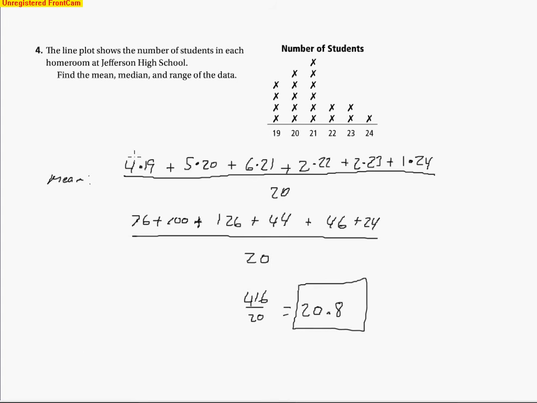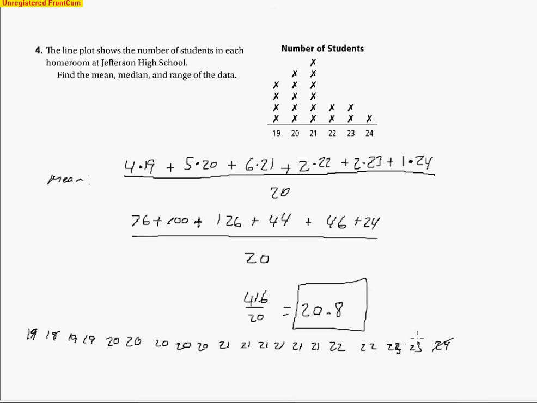Now we're trying to find the median, so we're taking all those digits. 19, 19, 19, 19, and then we have 20, 20. That should be a 20 instead of the 22 there. So I've got those 5 20s, and then I've got 6 21s, and then 2 22s, 2 23s, and 1 24. And then I just kind of work my way into the middle.